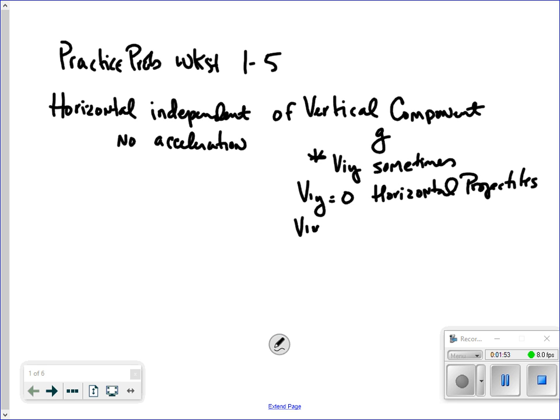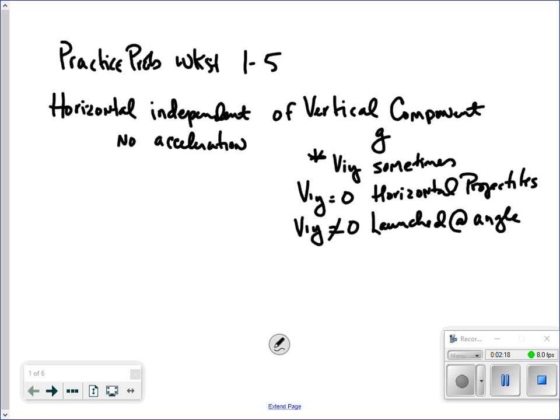If your initial velocity is not 0, that's because you're being launched at an angle. And that angle will be given to you in the question. In which case you're going to bust out your trig and figure out what that value is by using the sine component 99.99% of the time. Okay, so that kind of clarifies where we've been. So you guys were working on practice problems 1 through 5.